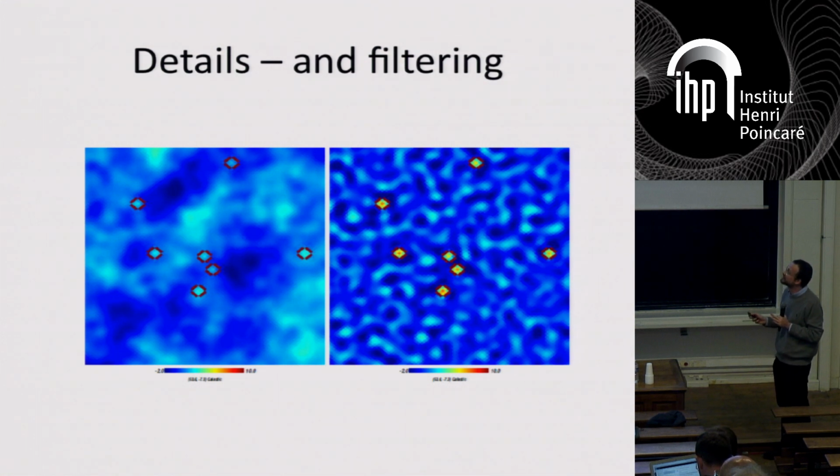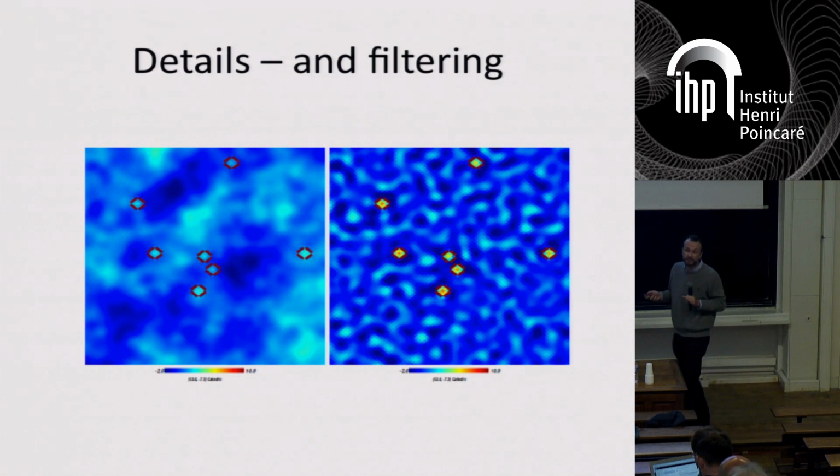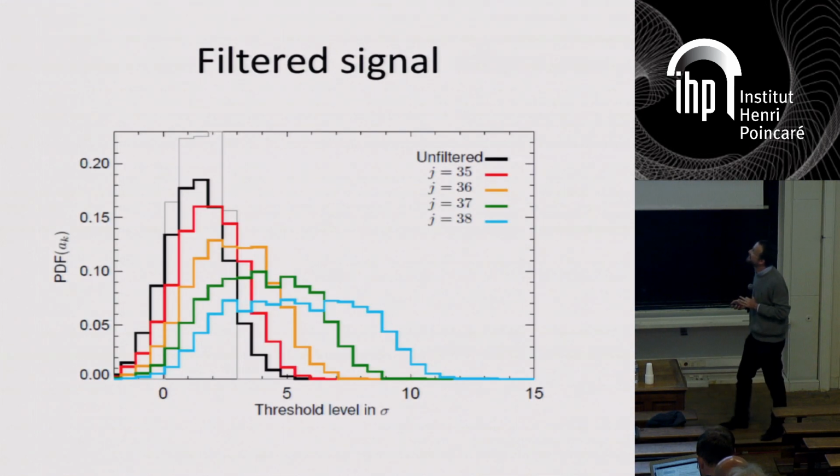So this shows you that the sources are very weak. You don't see them at all. This is the filter map. Now the sources have become very, very much more apparent, okay? So after filtering, the sources become much more visible and signal to noise improves a lot. This is confirmed by this plot here.